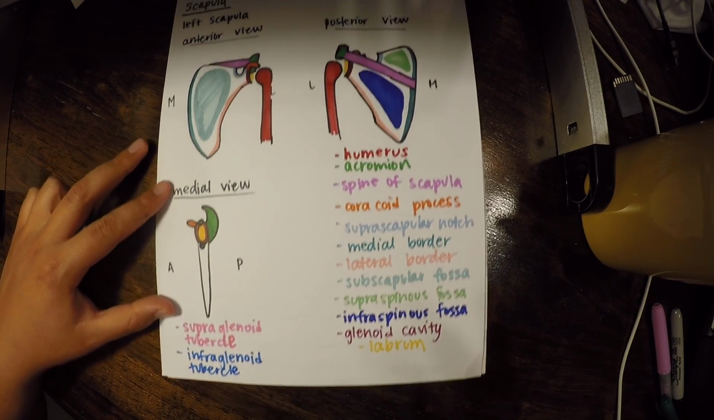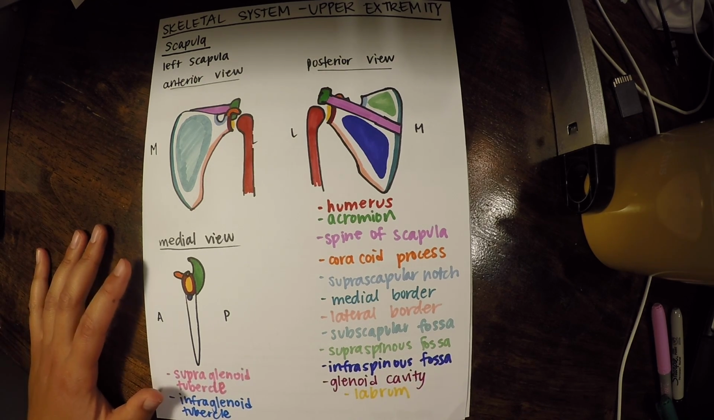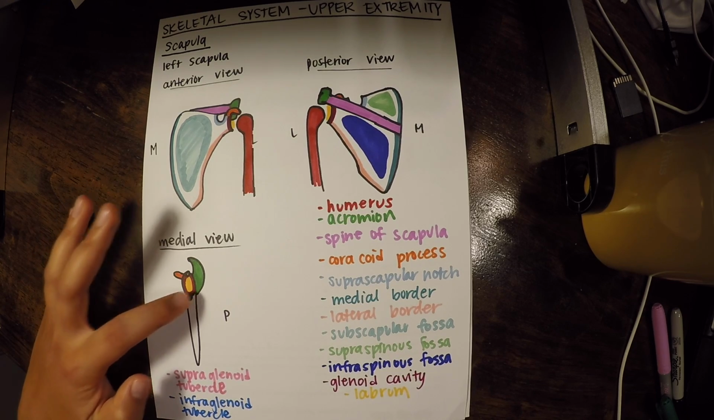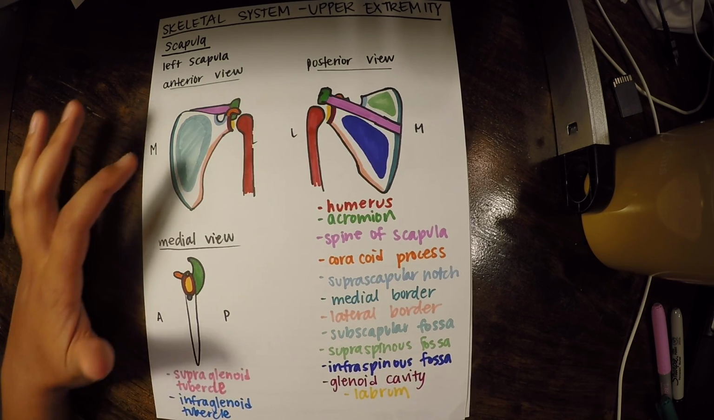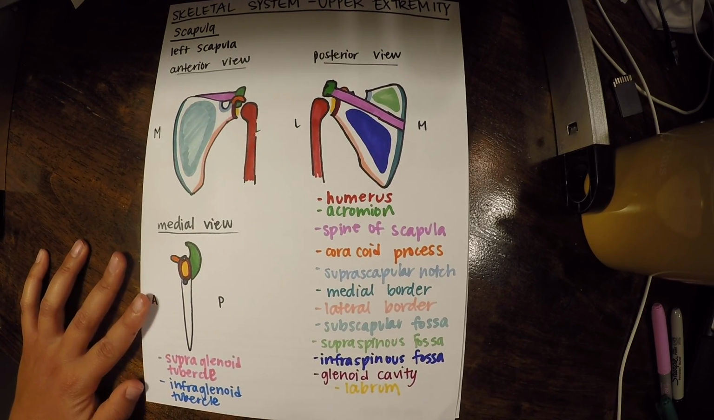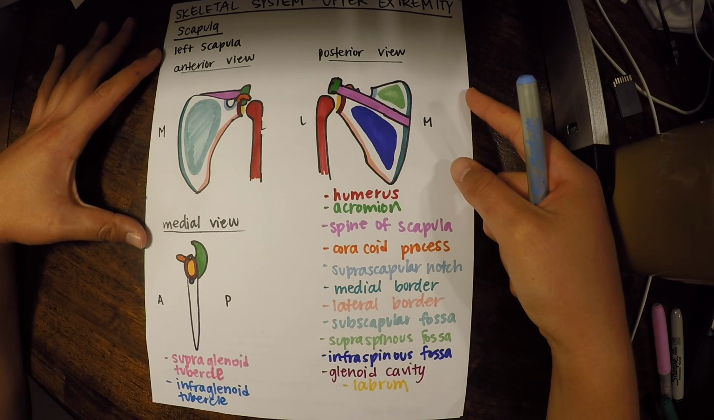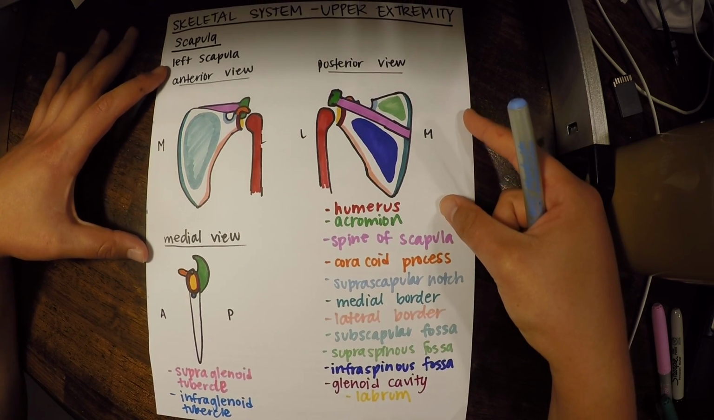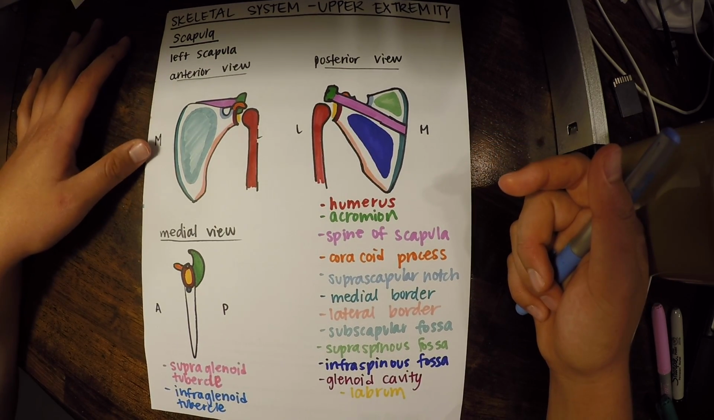So most of these places on bones are important, remember, because they're where muscles attach. There are muscles that are going to attach onto these tubercles, onto the coracoid process, and onto these fossas, for example. So that's really the reason why we have to know the scapula and other bones in such detail, because they're important places where muscles will attach.